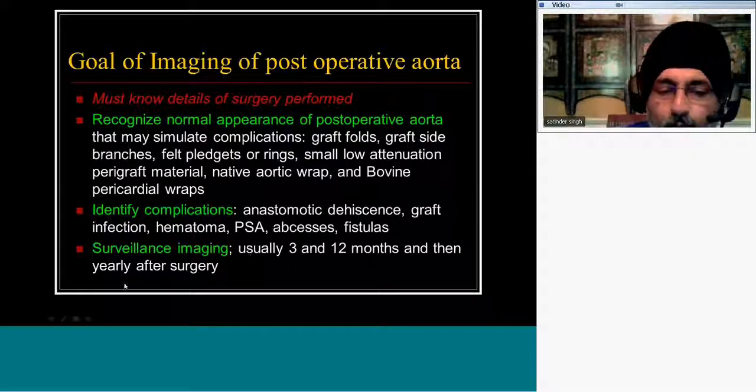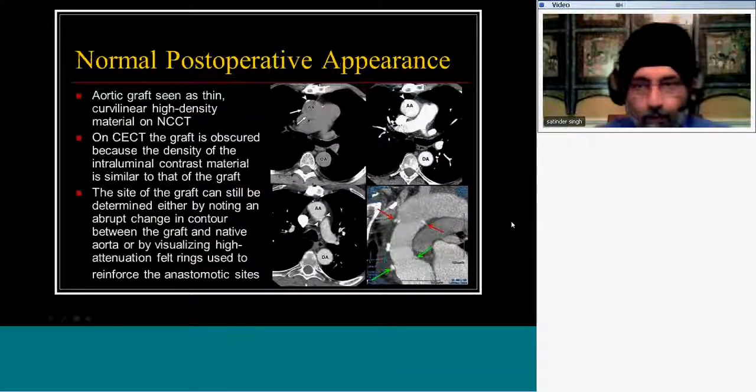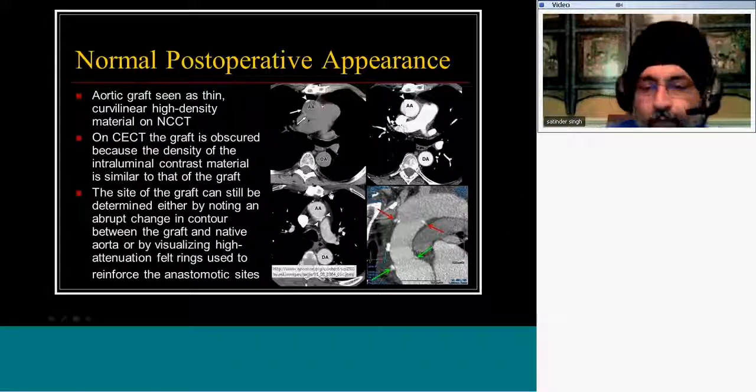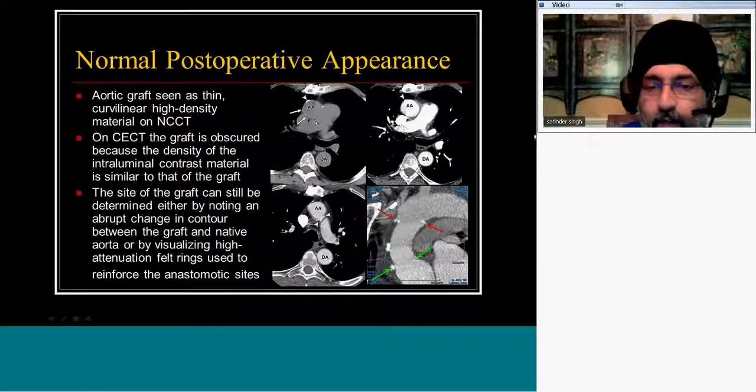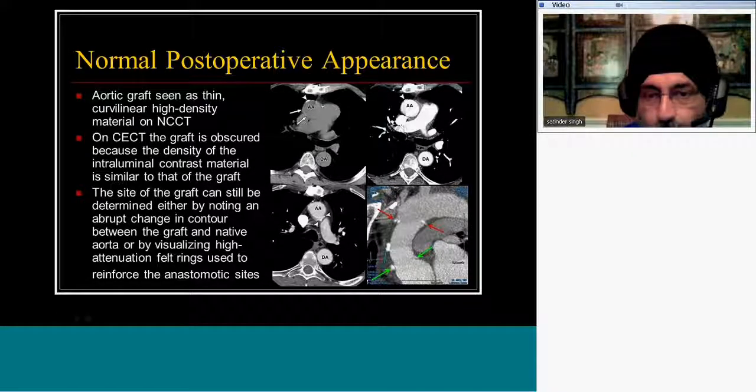And usually, for open surgery, the surveillance imaging is done at 3 and 12 months and then yearly after the surgery. So the normal postoperative appearance of the aortic graft is that the graft itself looks like a hyperdense wall on a non-contrast CT. You can see here the density of the wall, whereas with contrast, the wall may not be very well appreciated.